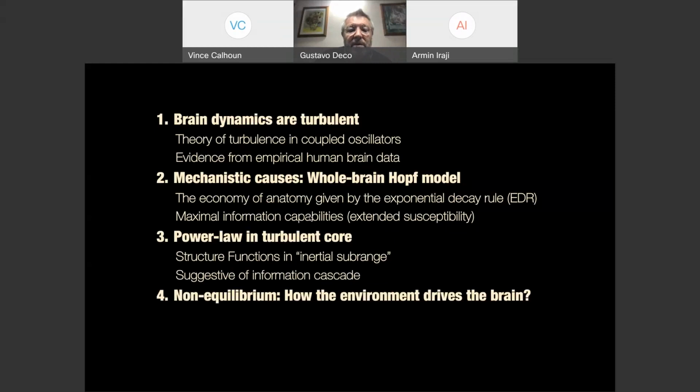And if I have time, I will finish with a couple of words about the future, because one of the key features of turbulence is non-equilibrium, which is something that we always ignore in the context of brain dynamics, and that would be extremely promising and useful. So let's concentrate first on brain dynamics.